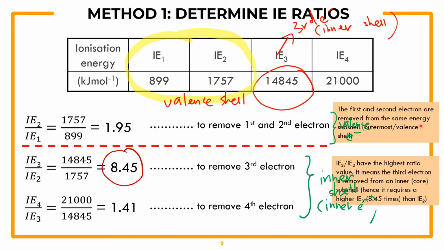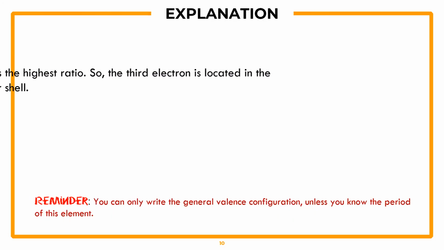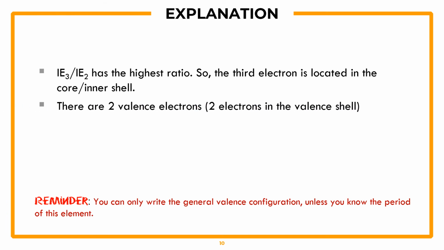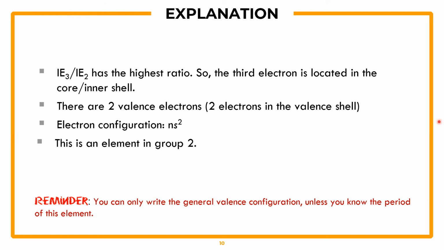Okay, so once you dah identify this calculation dan juga this justification di sini, maka you have to extend buat this ayat. So IE3 over IE2 has the highest ratio. So the third electron is located in the core shell. So bila katakan third electron berada di core shell, so how many valence electrons do we have? There are 2 valence electrons in the valence shell. So electron configuration will be NS2. Okay, NS2, and this is element in group 2.